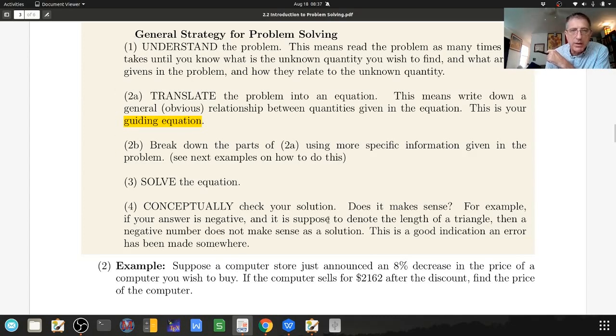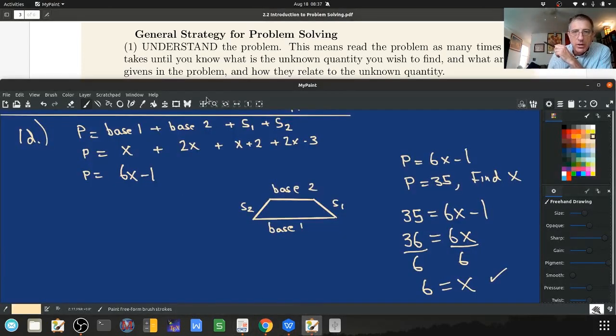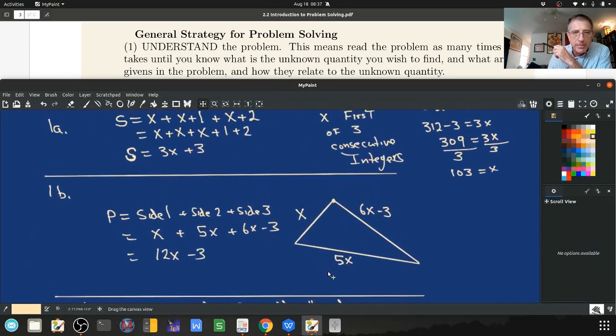We'll go through all of these and I'll go back. Translate the problem into an equation. Write down a general obvious relationship between quantities given in the equation. So here, we literally did that at the very top. The perimeter is equal to side 1 plus side 2 plus side 3. That's a general equation. The perimeter of a triangle is always equal to the sum of its sides. And then I used specific information about each side length to fill in. Side 1 is x, side 2 is 5x, side 3 is 6x minus 3.